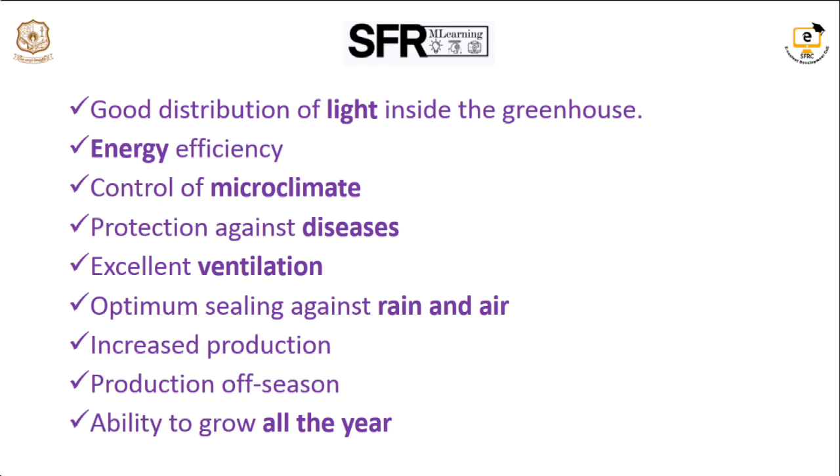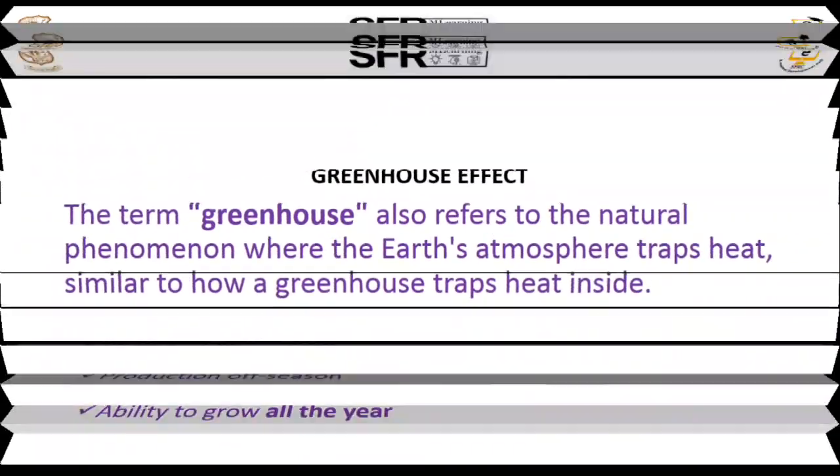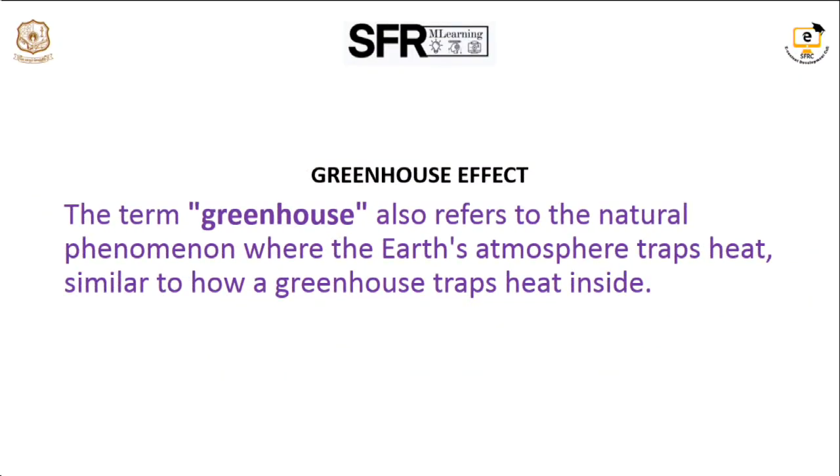Okay. Next one is the ability to grow all the year. So inside the greenhouse plants grow continuously throughout the year. So there is not too much shortage of a particular plant. The flow of the plants is continuous and comes to the marketplaces.